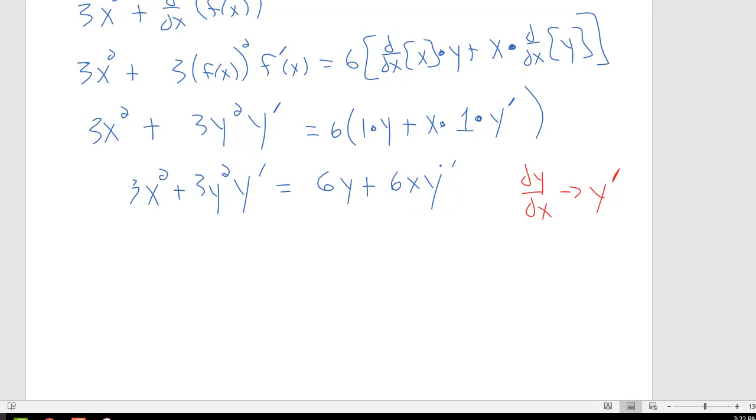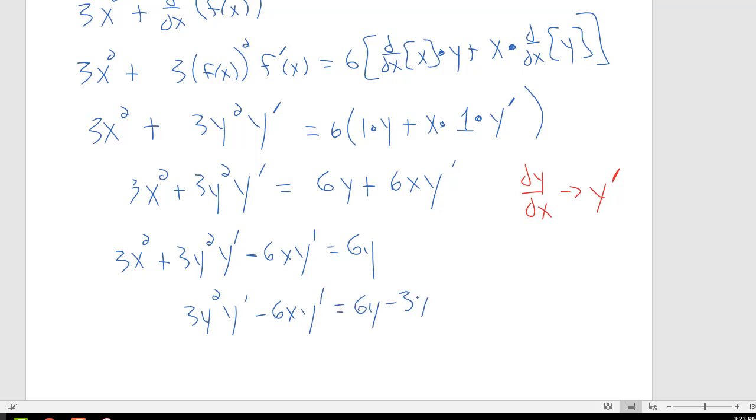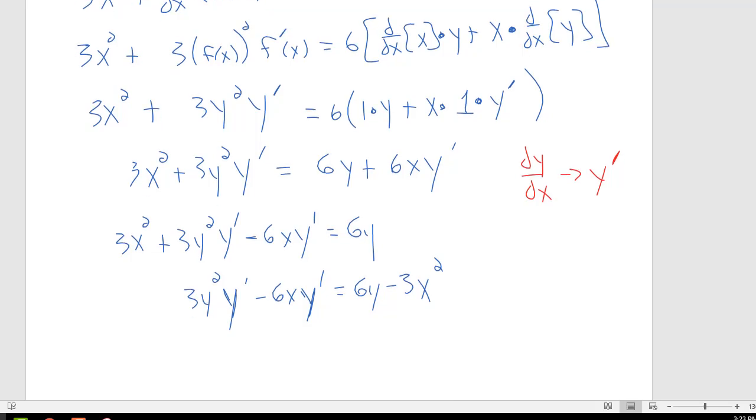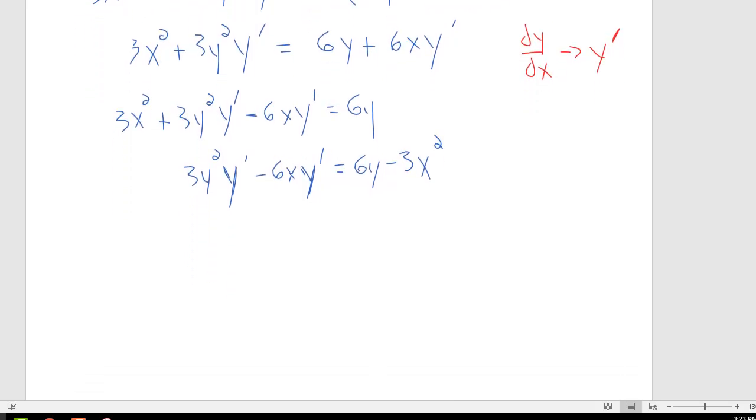So what I'm going to do is subtract this to the other side. I have 3x squared plus 3y squared y prime, and I'm going to subtract this term to the other side. And then I want the y primes by themselves, so I'm going to take the 3x squared term and subtract it to the other side. So at this point, I've isolated the y primes on the same side of my equation. So to finish off the algebra here, I'm going to factor out the y prime term. So I'm going to take this y prime term that's common between both of those terms on the left-hand side.